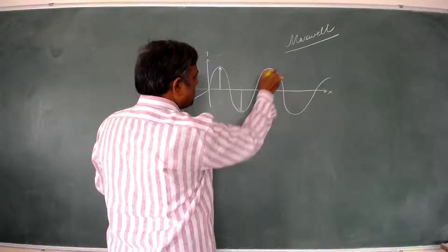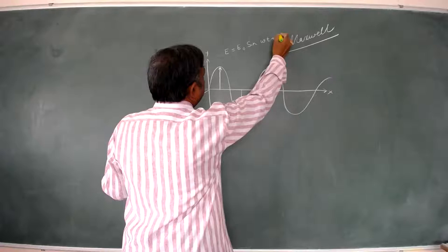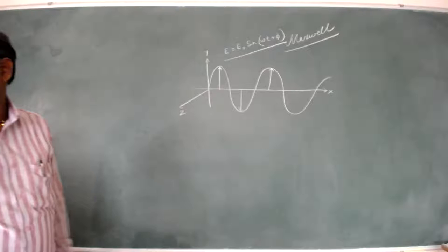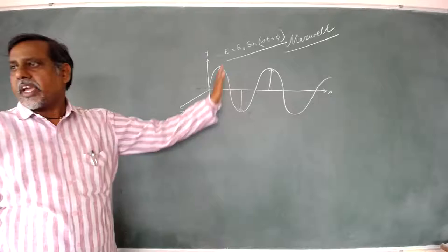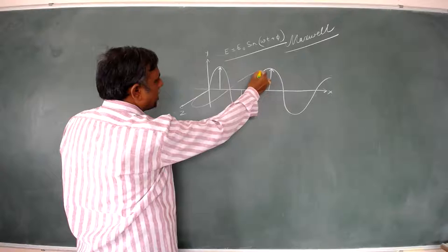At any time, the intensity of this electric field vector is given as E is equal to E naught sine omega t plus phi. So this is the instantaneous electric field, right? Sinusoidally means it is a function of the sine function. And in the same way, the magnetic field will be oscillating like this. This is the way the magnetic field oscillates, perpendicular to this.